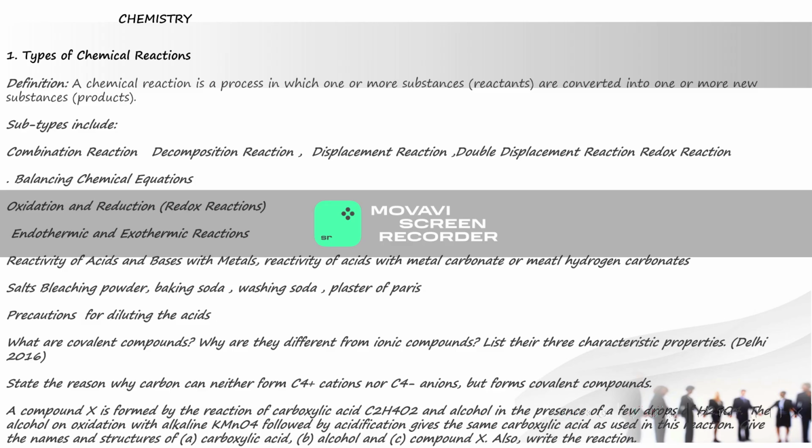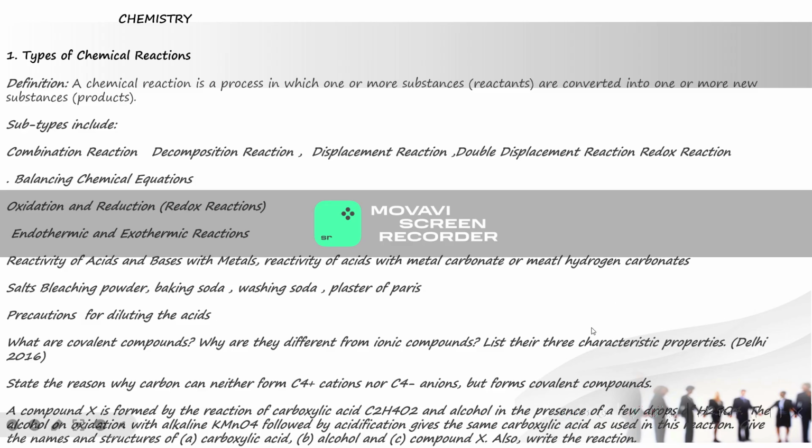You have to pass carbon dioxide gas through lime water, it turns milky. Then you have to talk about the formula of bleaching powder, baking soda, washing soda, plaster of Paris. You know that calcium sulfate hemihydrate, CaSO4 half H2O, that is a very important question. Precaution for diluting the acid, this is a very important point, that we need to add acid into water slowly. What are covalent compounds? You have to mention that covalent compounds are formed by sharing of electrons between two elements, and ionic compounds are formed by the transfer of electrons.